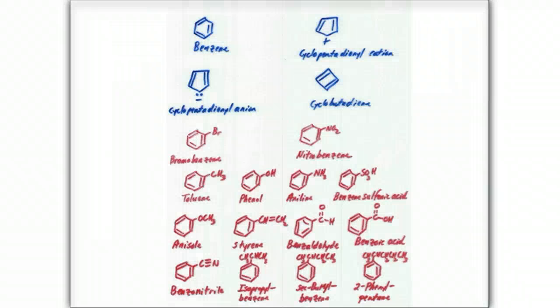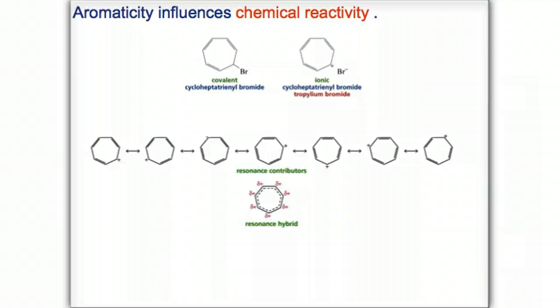As you can see here, the structures of the following mono-substituted benzenes have to be memorized. Here are the structures of those 4 earlier structures we were looking at, comparing benzene and cyclopentadienyl anion, cyclobutadiene, and so forth. But here are the structures that you need to memorize. Toluene, phenol, aniline, benzene sulfonic acid, anisole, styrene, benzaldehyde, benzoic acid, benzyl nitrile, and there are others that are listed right down here as well, which include isopropylbenzene, sec-butylbenzene and 2-phenylbenzene. So those are names that you will need to commit to memory.